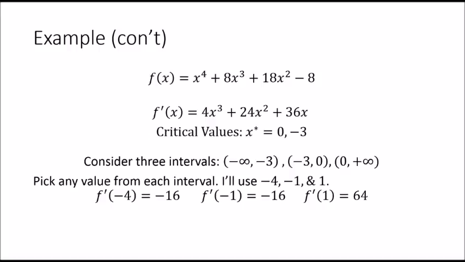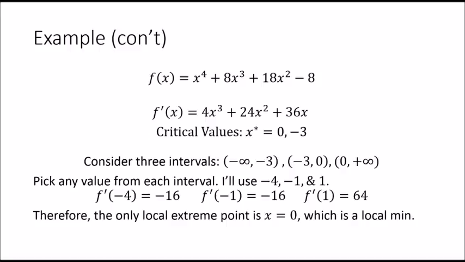So now that I've done that, what I see is that the first derivative is negative on my interval -infinity to -3, negative on the interval -3 to 0, and positive on the interval 0 to +infinity. So what that means, as I'm thinking about each of my critical points, is that the only extreme point is x equals 0, because where x equals -3, the derivative has the same sign on both sides. So it's going to be a saddle point rather than a minimum or a maximum.